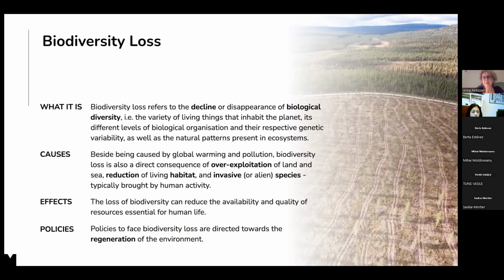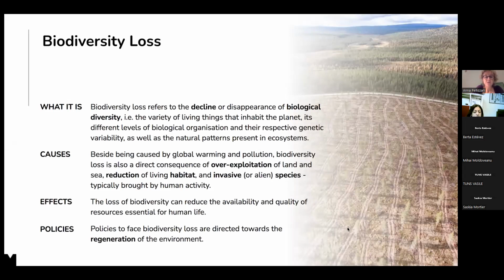We had the famous case of the blue crab in the northeast seas, as an example of invasion of alien species brought by human activities. So the effects of the loss of biodiversity can reduce the availability and quality of resources that are essential for human life, even of materials. So that would also affect somehow those that are called critical materials.